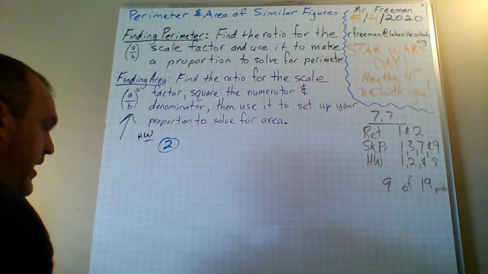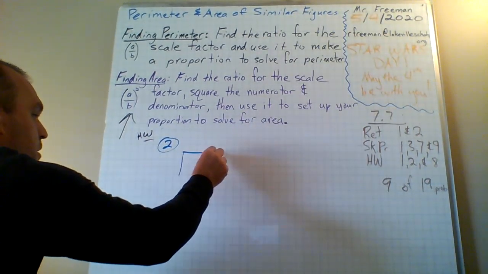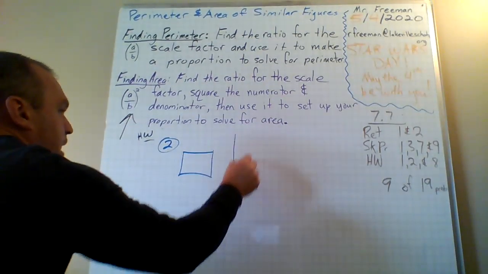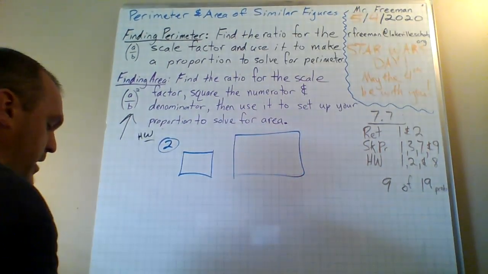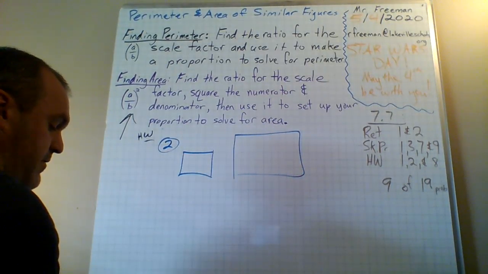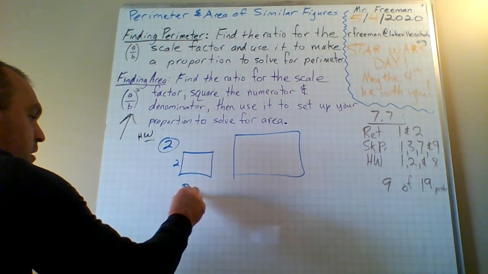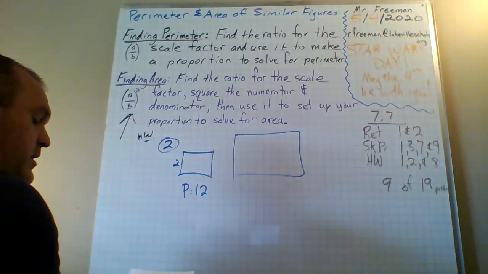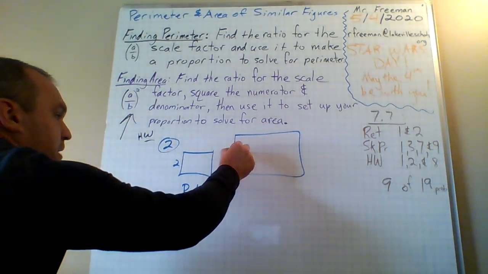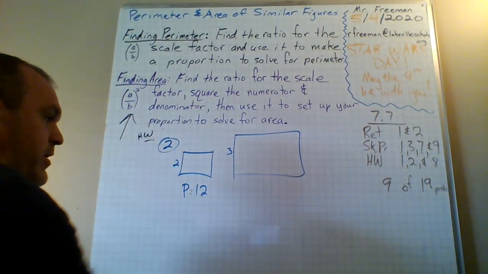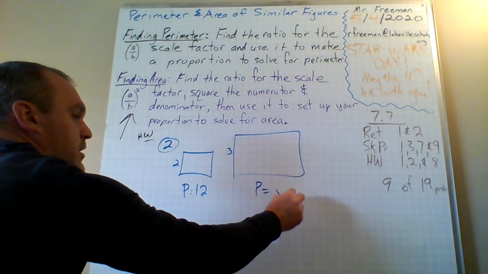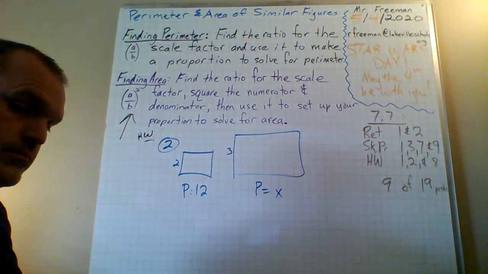Number 2 has a smaller rectangle to relate to a larger rectangle. It tells us that the first one has a width here of 2 and that the perimeter is 12. This one is 3. We don't know this perimeter, so let's call this x.